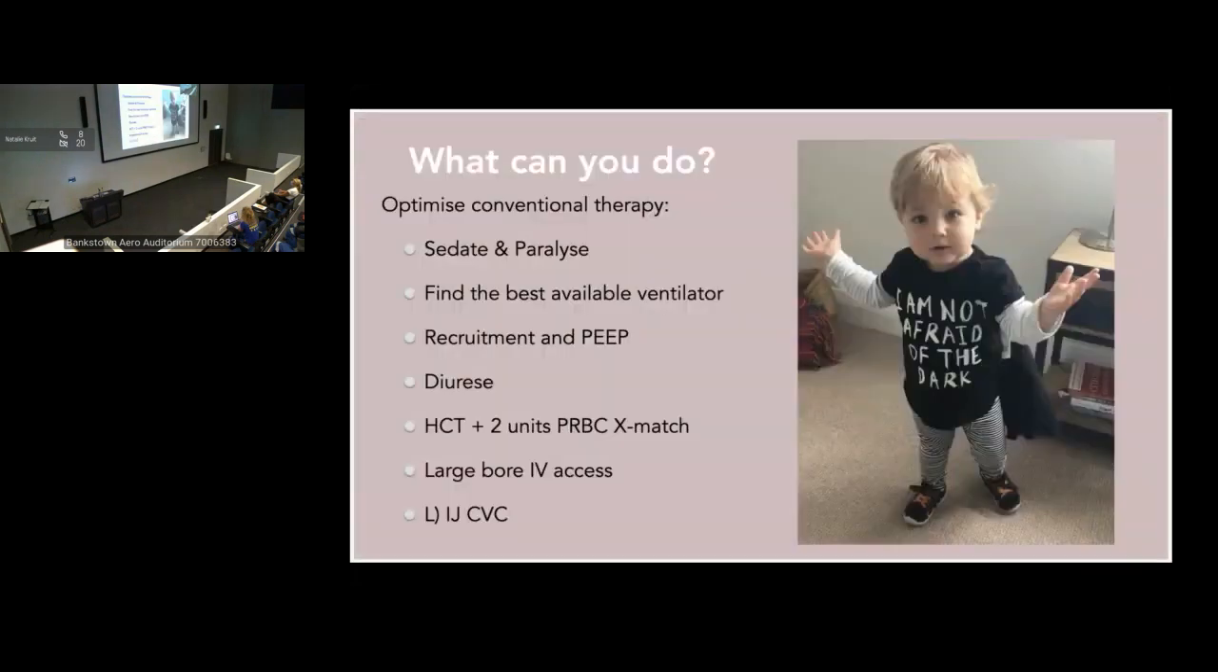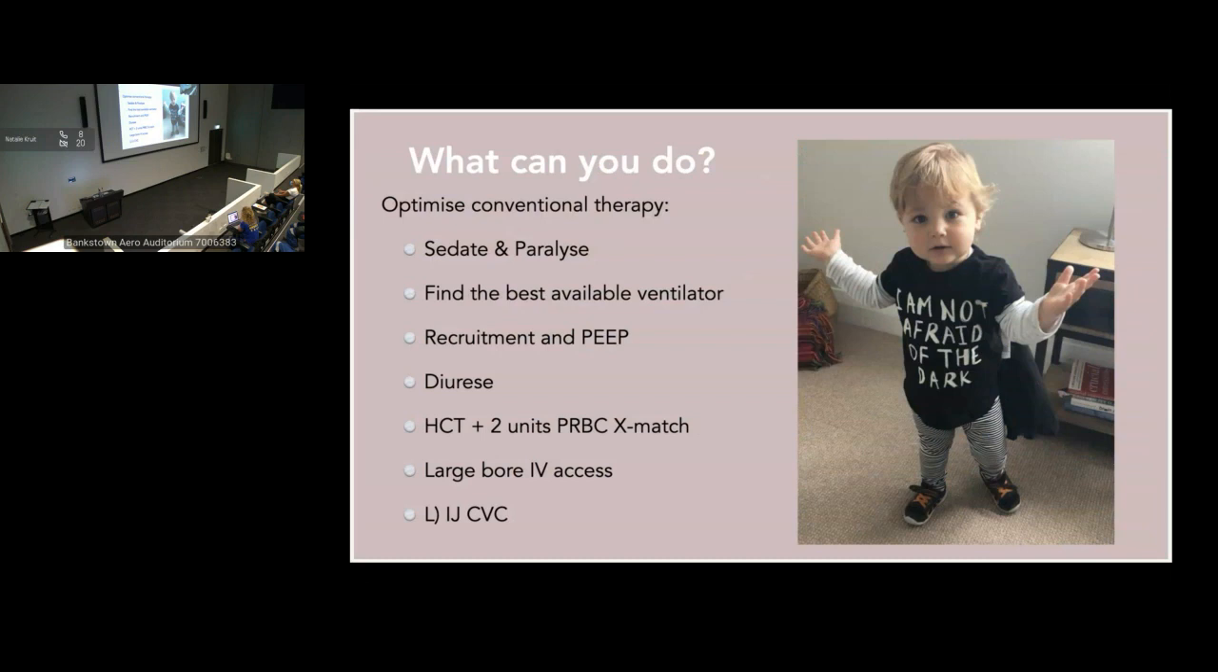So you get there before the retrieval team. What can you do to actually optimise the patient while you're waiting for them? So you can paralyse them if they haven't already been paralysed and deepen the sedation. Find the best available ventilator if they're in the ED. Bring down the ICU ventilator. Recruit them, add some more PEEP, or look at their lung compliance with PEEP and see if you're able to safely do that. Diurese them if you can.